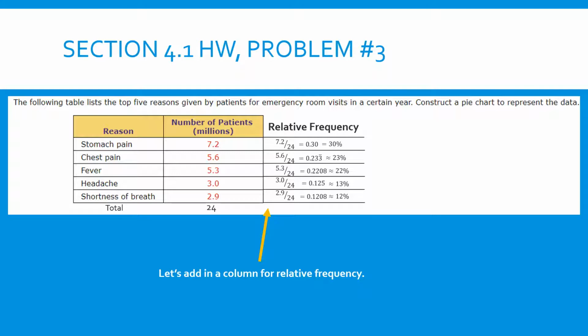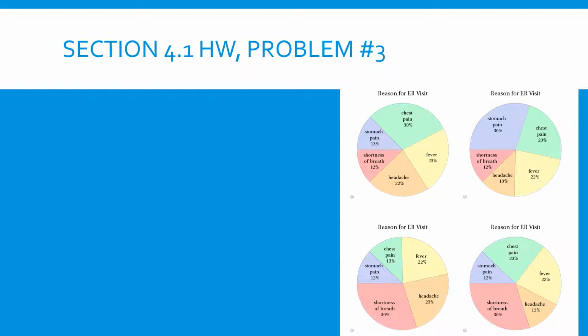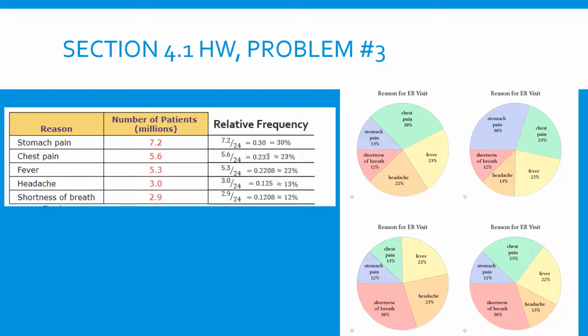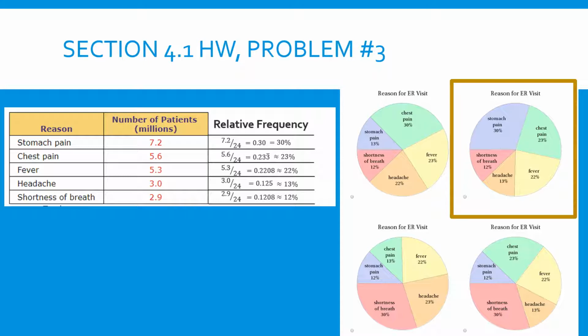Now, let's look at our choices. Here are our 5 options for pie charts. I'm going to pull back up our relative frequency distribution here, and you're just going to match up the percentages with the pictures. Stomach pain was 30%. There's actually only one option where stomach pain is 30%. So really you only needed to fill out that first row to figure out the answer. If you look at your pie chart, the top left is stomach pain 13%, top right stomach pain 30%, bottom left stomach pain 12%, and bottom right stomach pain 12%. So it must be that top right option.